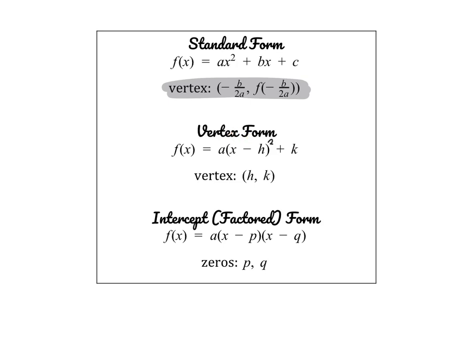Now, this next form is called vertex form, and it looks like this. It's a times x minus h squared plus k. We call this vertex form because it's really easy just to look at the equation and tell what the vertex is. The vertex is always going to be (h, k). Notice h is the number that's grouped with x, and k is the number that's outside of x.